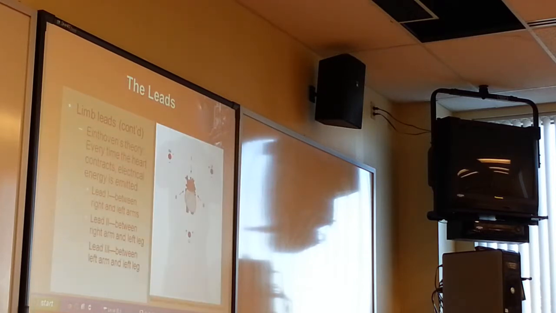So what is this theory here? Does anybody know? Did anybody do a little bit of research for this one? I know this triangle gives you your first 6 leads of the 12: 1, 2, 3, AVR, AVL, and AVF. Anybody want to add to that? Sounds good. Okay, the triangle.